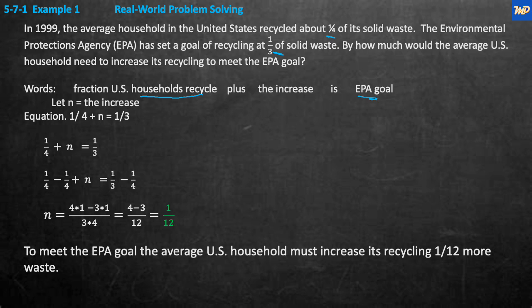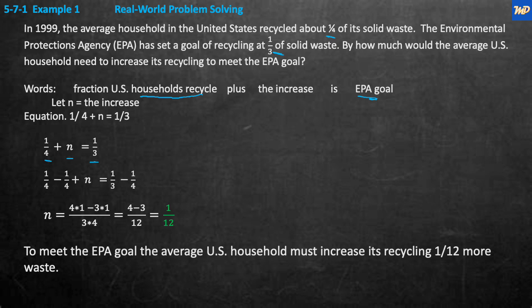So the equation: 1/4 plus n, where n is the increase. We start with the fourth, and we're going to add the increase. We don't know how much that is. It's some amount to get to 1/3. So writing the equation out here, it's 1/4 plus n equals 1/3.